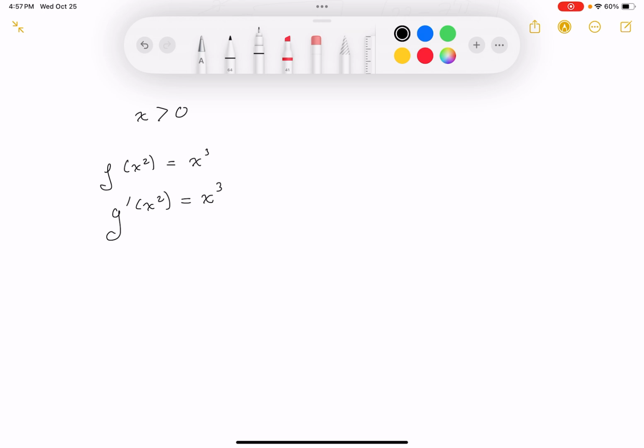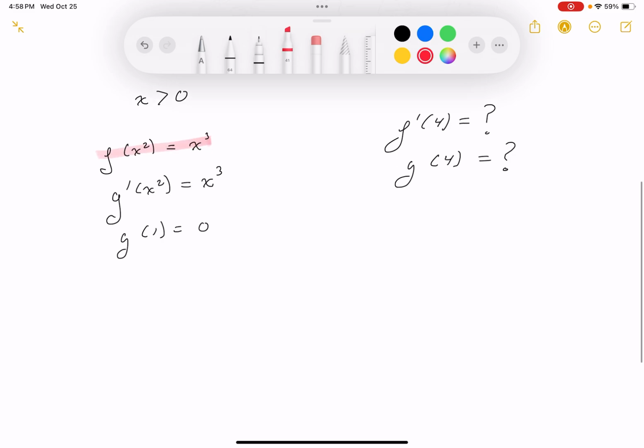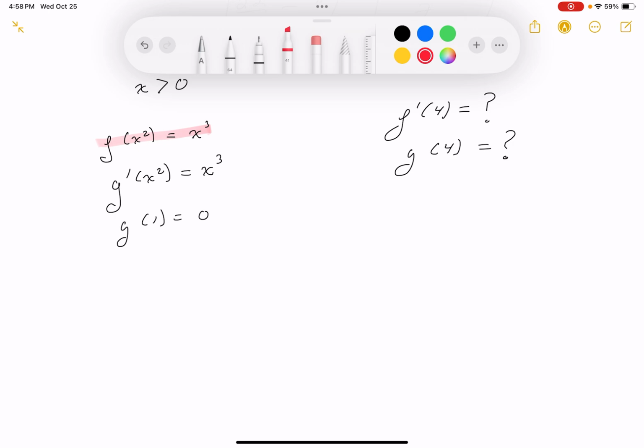Well, that's odd, isn't it? They also go on to say that g of 1 is equal to 0, but they want me to find things. Whether they find f prime at 4, I have no idea. And they want me to find g of 4. I have no idea. All right? Now, a couple of different things I have to do. One thing I have to do is differentiate this function over here because they are asking about it. So let's write this down.